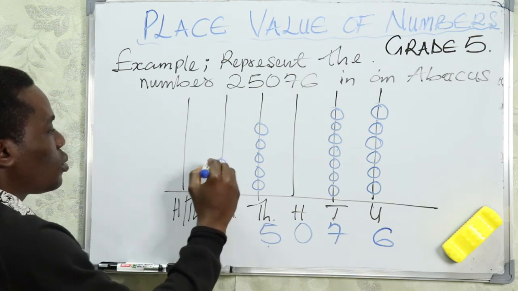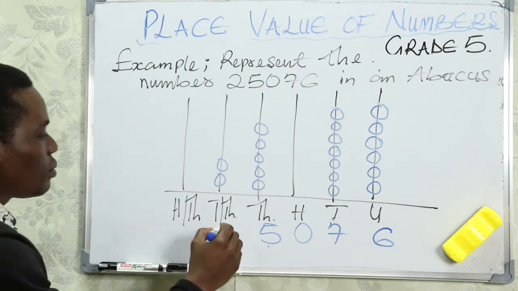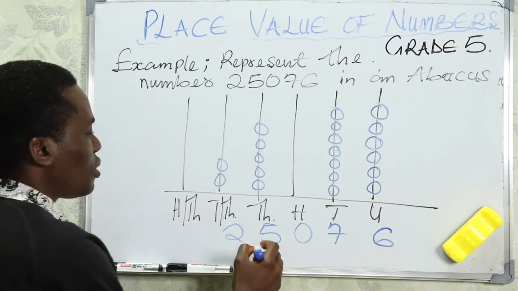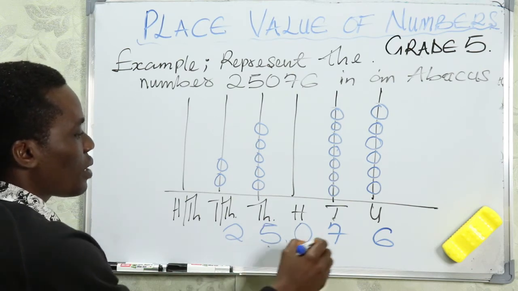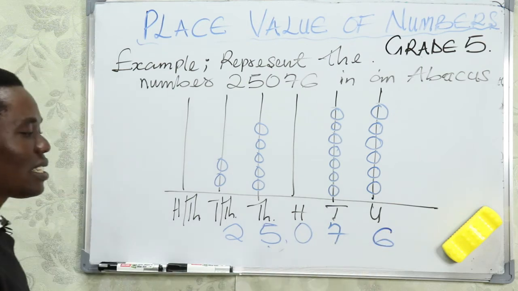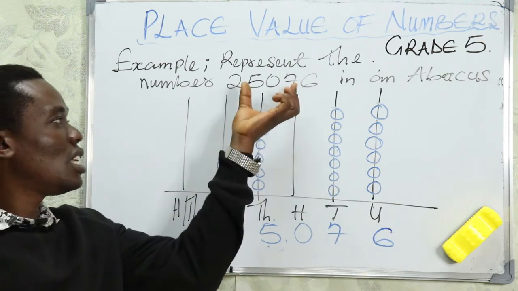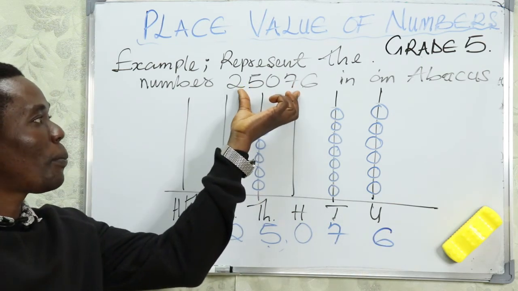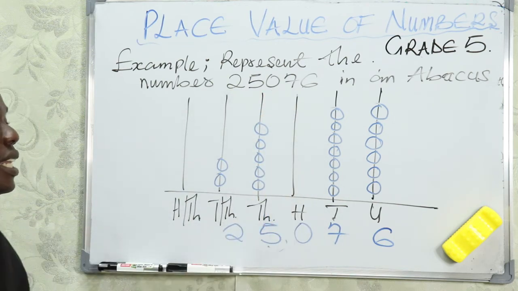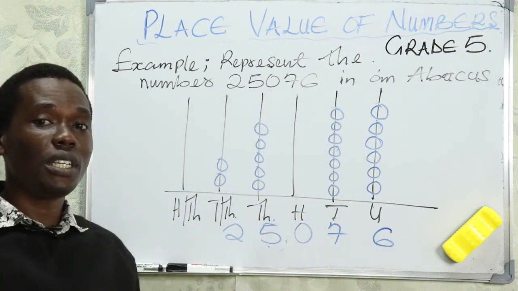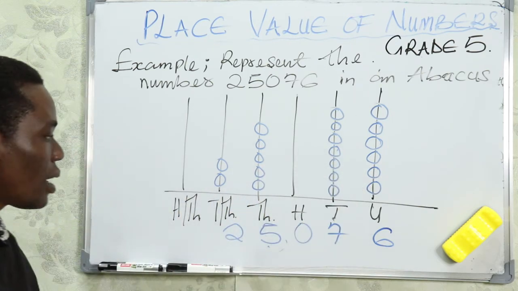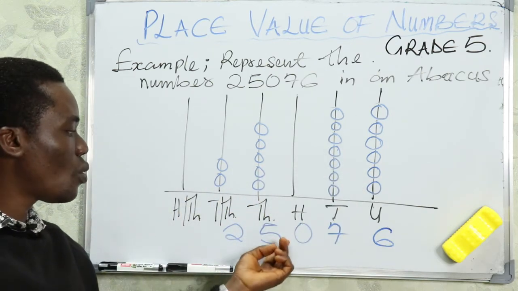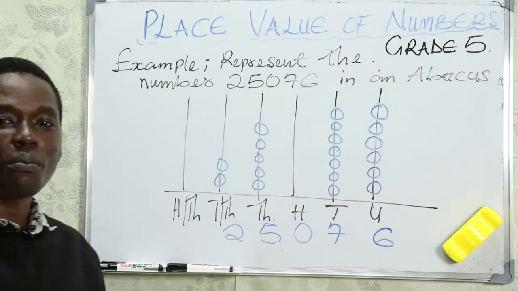Now in the tens of thousands, we have just 2, and this will give us 20,000. This will give us 25,000 and 76. So you see that we've comfortably represented this number in an abacus. So you see, it's very easy. If you are given numbers and you are asked to represent them in an abacus, it is very easy to go about representing this number in an abacus.